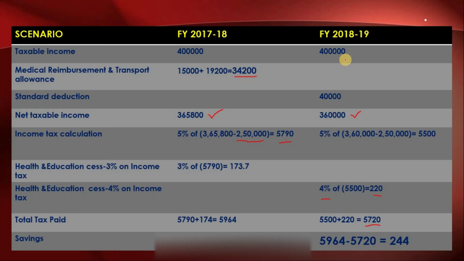In this same way, you can calculate based upon your annual income if it is 8 lakhs or if it is more than 10 lakhs, 15 lakhs, based on the income tax percentage on your amount. But for 4 lakhs, you can save an amount of 244 rupees with this standard deduction concept.